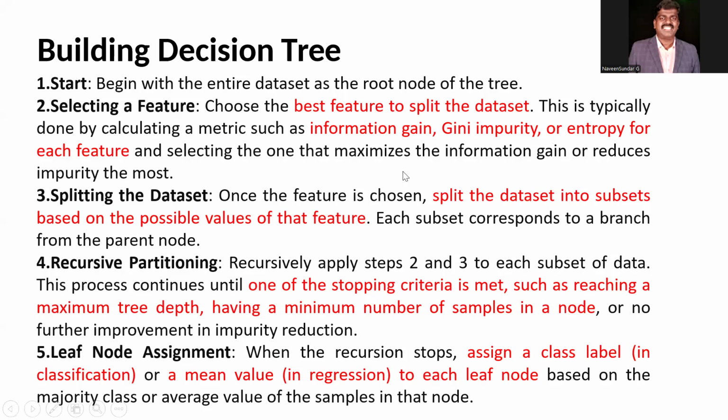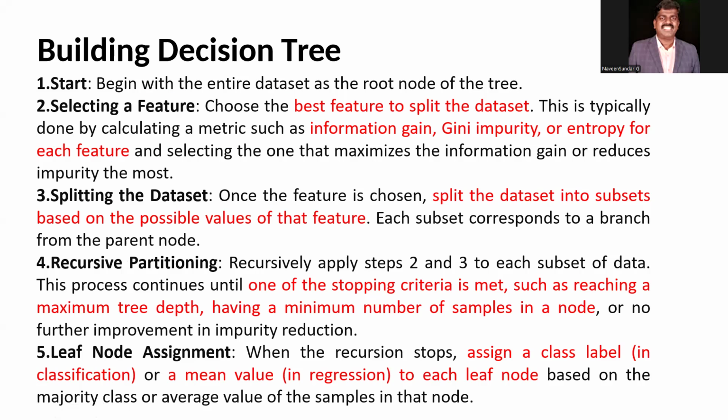The feature maximizing the information gain, the one that reduces the impurity the most, will be the root node. For that, what we are going to do is split the data set. Once a feature is chosen, split the data set into subsets based on the possible values of the feature. Each subset corresponds to a branch from the parent node. So that is how we are going to split.